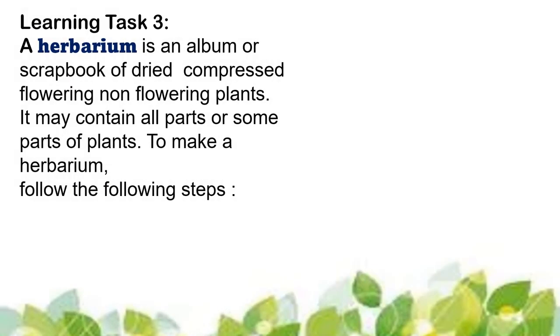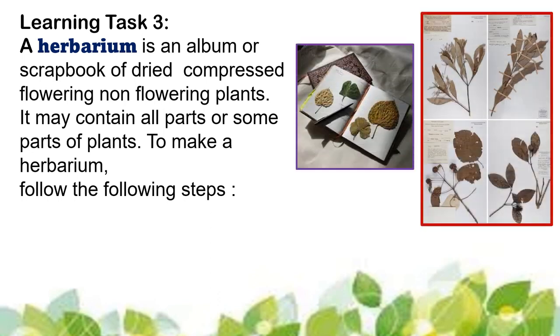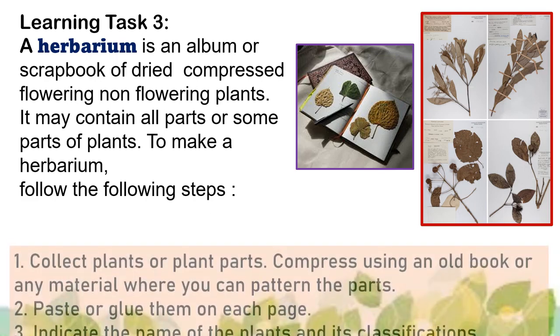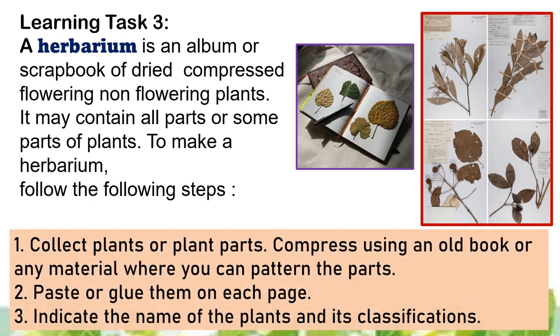Learning task number 3. A herbarium is an album or scrapbook of dried compressed flowering and non-flowering plants. It may contain all parts or some parts of plants. To make a herbarium, follow these steps. Number 1. Collect plants or plant parts. Compress using an old book or any material where you can pattern the parts. Number 2. Paste or glue them on each page. And number 3, indicate the name of the plants and their classifications.